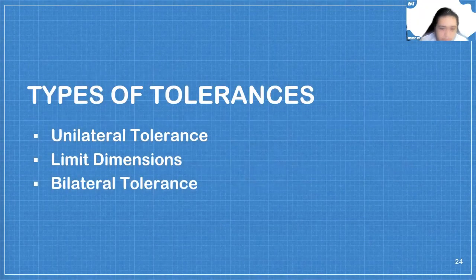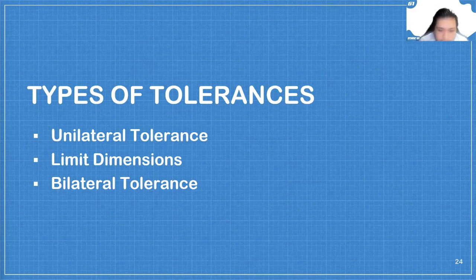There are three types of tolerance. Let's start with unilateral tolerance. When the two limit dimensions are only on one side of the normal size, either above or below, the tolerance is said to be unilateral. The second one is limit dimension. In a limit dimension, the upper and lower limits are fixed and thus do not include the basic value of a feature.